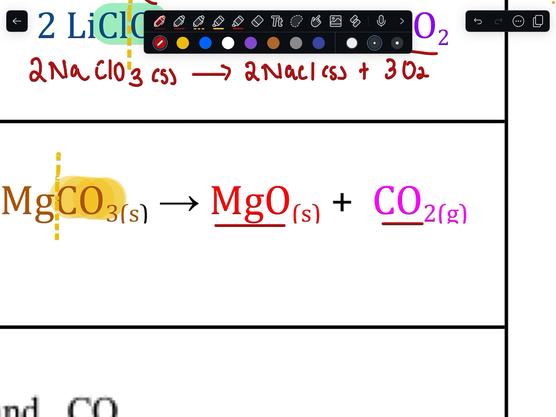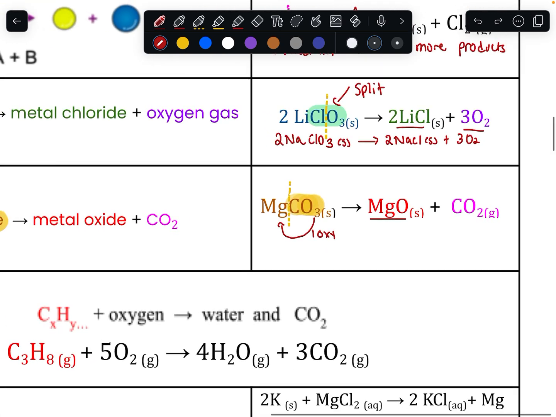CO3 contains three oxygens. What's really happening is one of the oxygens is attaching to the metal, and the other two go with the carbon to form that carbon dioxide gas. Again, this could be any metal plus carbonate splitting into a metal oxide and the CO2.